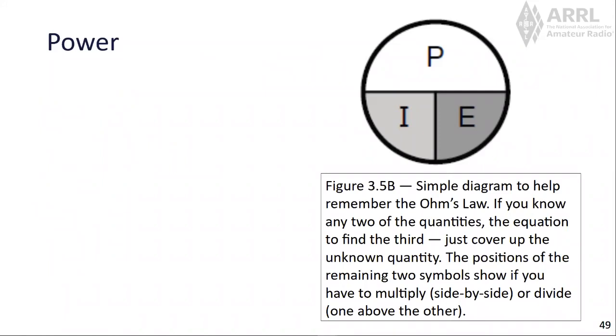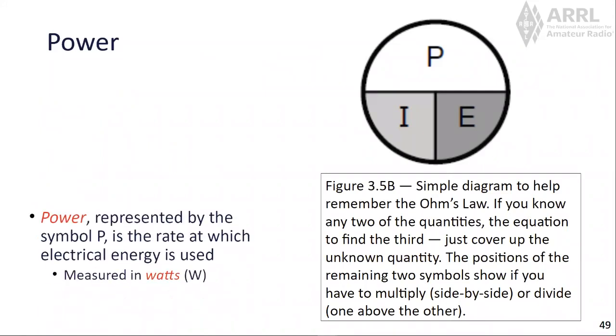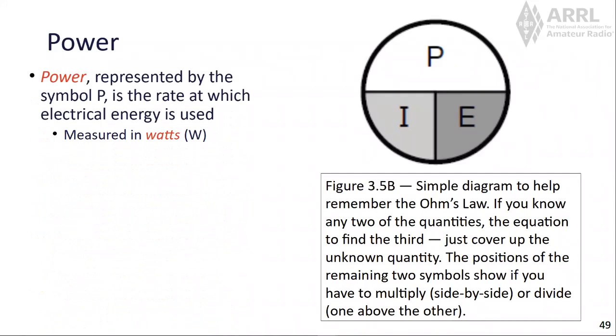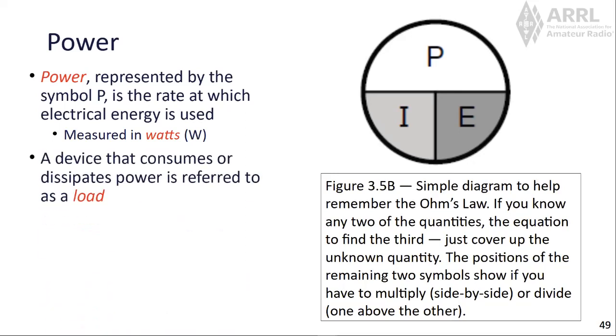Okay, we have a similar formula for power. Use the same circle. Power, represented by the symbol P, is the rate at which electrical energy is used. We measure it in watts, W. A device that consumes or dissipates power is referred to as a load.